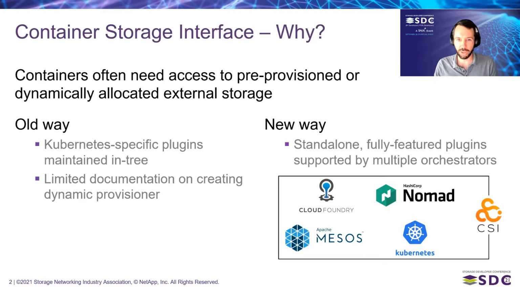So the new, better way of doing things is Container Storage Interface. And the idea is that CSI is a specification that allows a vendor like NetApp to write a standalone, fully featured plugin. And when I say fully featured, I mean it can handle pre-provisioned volumes as well as dynamically provisioned volumes, but even extended features like snapshots, cloning, expansion, etc. And a vendor can write a single plugin that works with Kubernetes, but it also works with Nomad or Mesos or Cloud Foundry or any other orchestrator that follows the CSI spec.